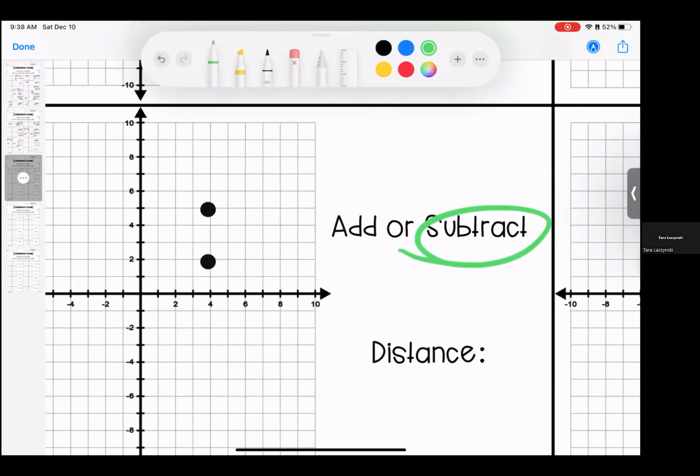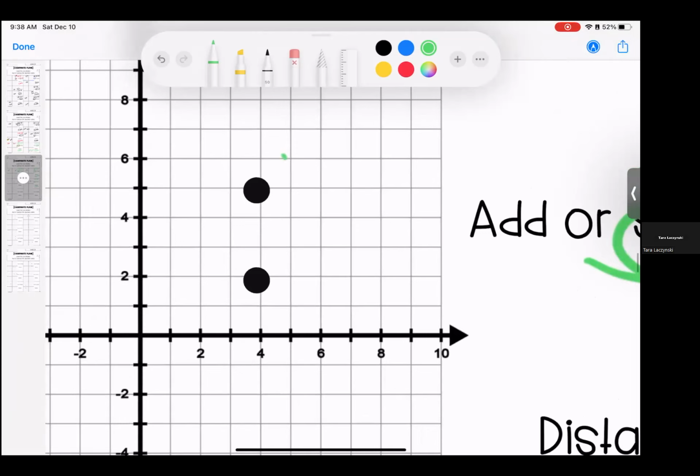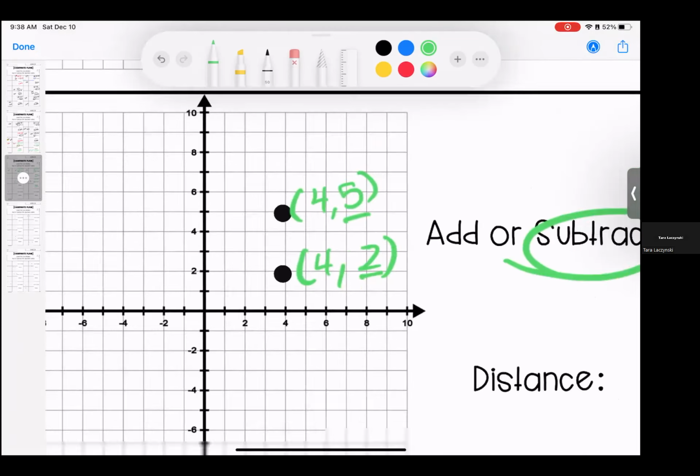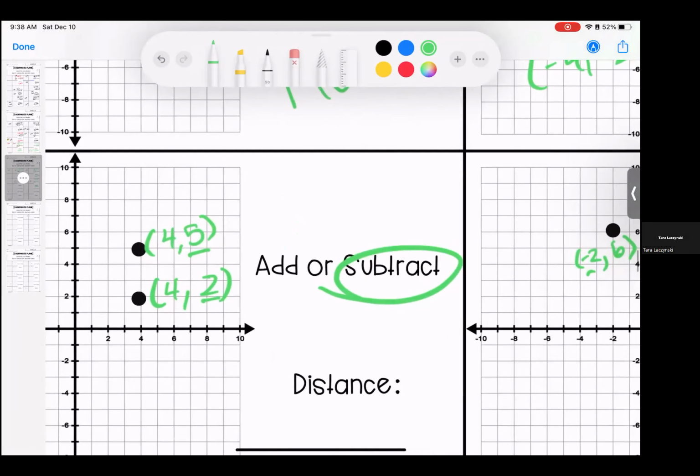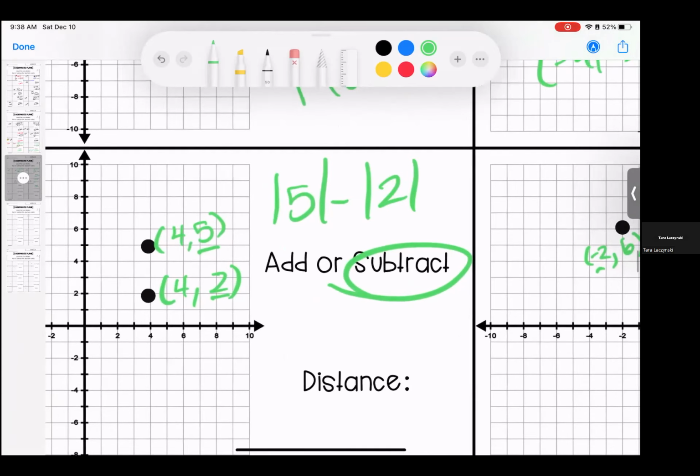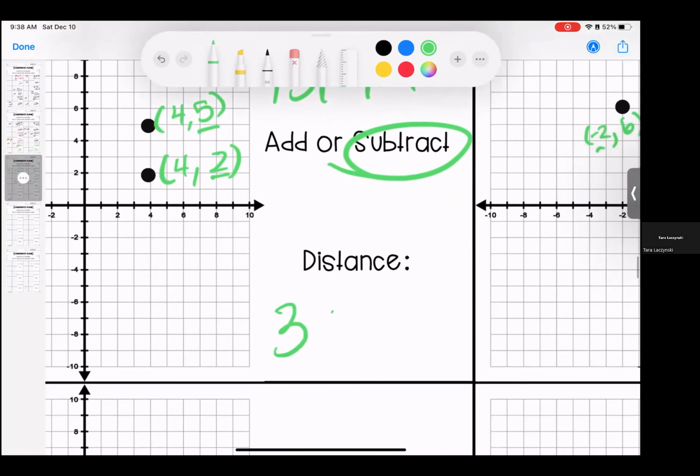Over here, same, subtract. They both have an x value of 4. And we have a y of 2 and a y of 5. There's my difference. Going to subtract the absolute value of 5 and the absolute value of 2. 5 minus 2 gives me a distance of 3 units.